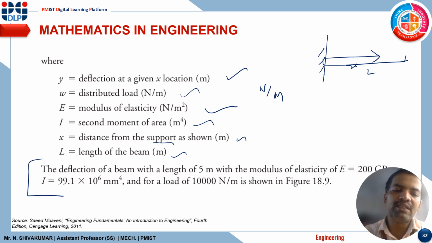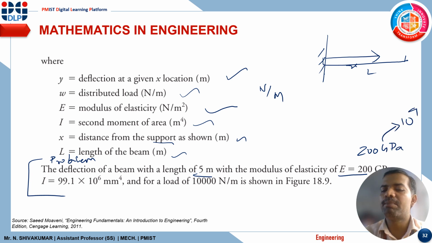So now you calculate, this is the problem. You take this as the problem. So length of the given beam is 5 meters. Okay. Length of the beam is 5 meter with the E value 200 GPa. Okay. 200 gigapascal. What is giga? Giga is 10 power 9. Okay. What is Pascal? What is the expansion for Pascal? Newton per meter square. Okay. What is I? 99.1 into 10 power 6 millimeter power 4.